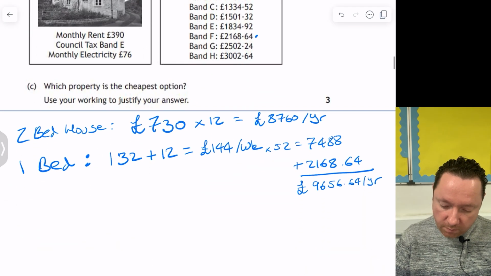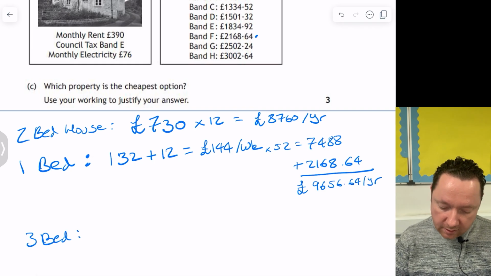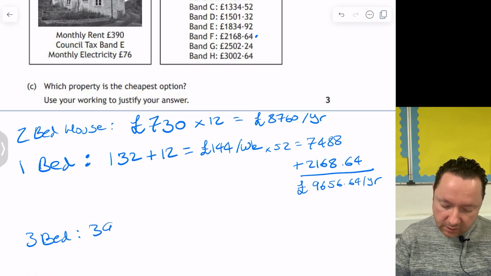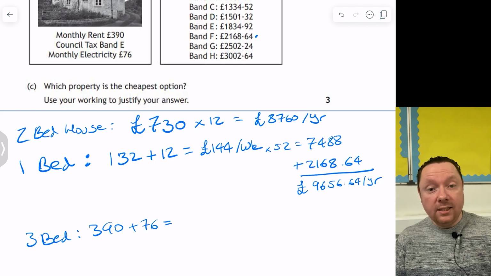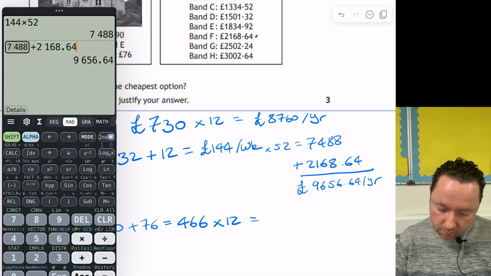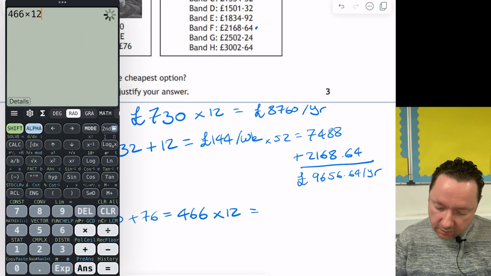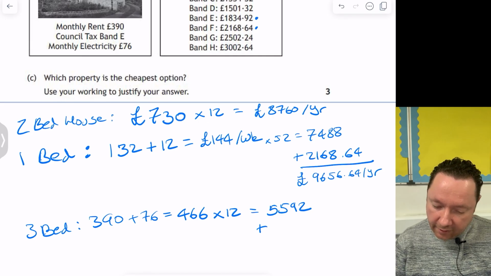So I now do the 3-bedroom. It says monthly rent 390, monthly electric 76. So I do 390 plus 76. Using a calculator if I want, that is 466. That's per month, so I times that by 12. That's 5592, and then I need to add on the council tax band, which is E, 1834.92.